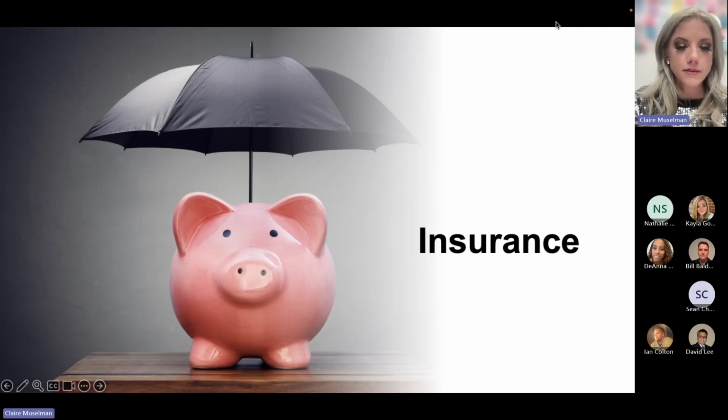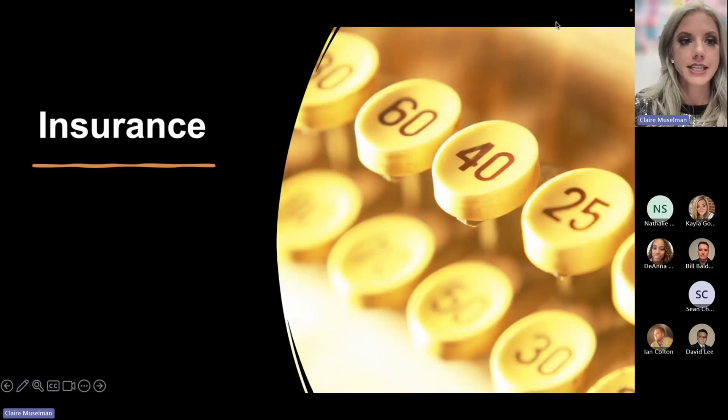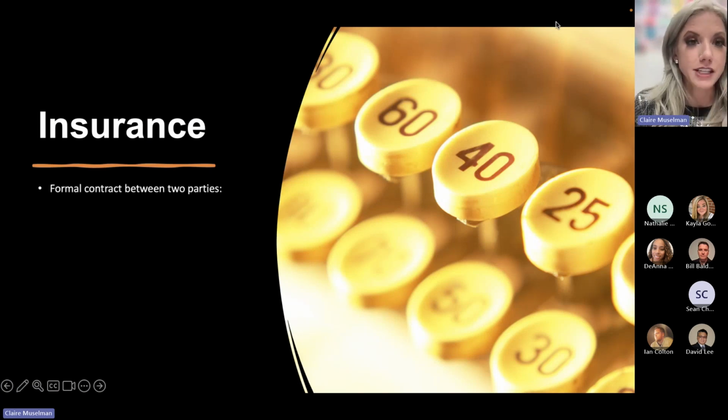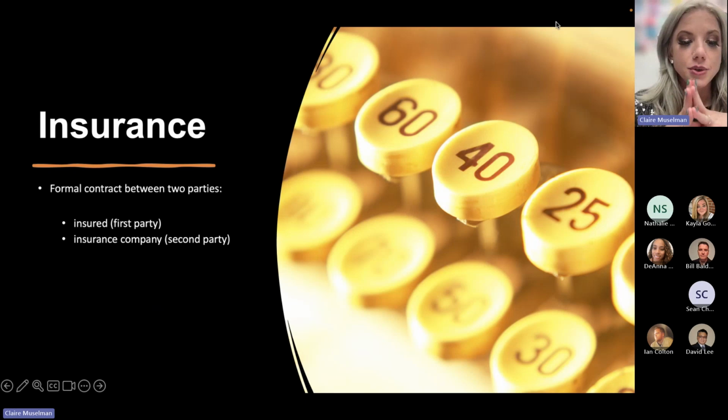All right, so that was self-insured. Now let's talk about insurance. So insurance is a contract between two parties. So we have the insured, so in our case for workers' compensation, the employer, and then it is in a contract with the insurance company or the second party.